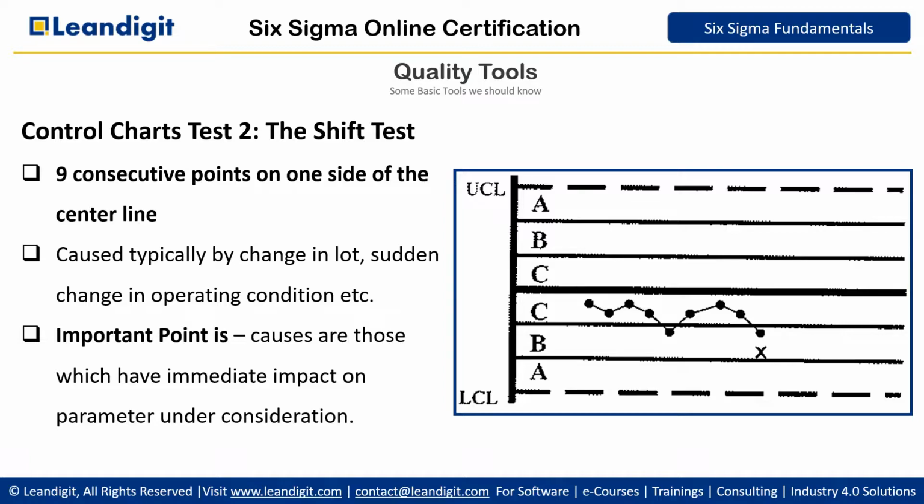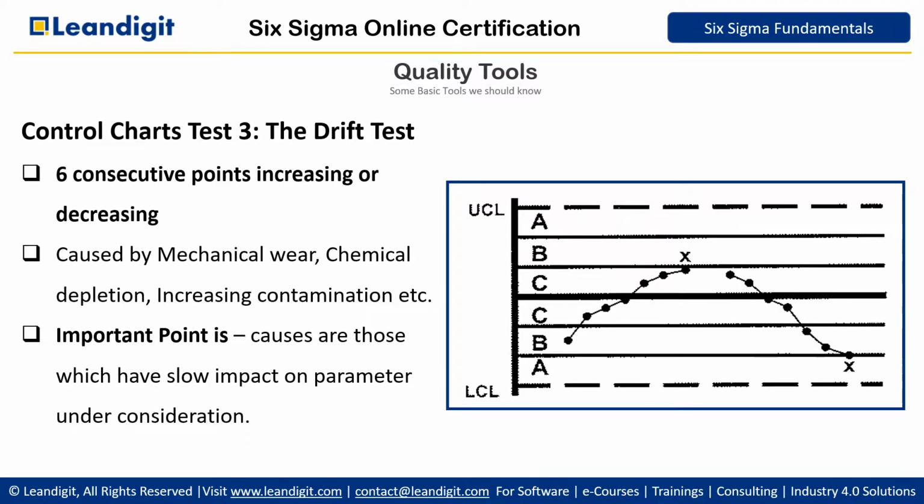Test number 2, also called the shift test, is when 9 consecutive points are on one side of the center line. It is typically caused by a change in the setting, which gives an immediate change in the process. For example, lot change, or sudden change in operating conditions, for example flow or pressure, which gives an immediate impact on the characteristics. While identifying root causes, we should consider which parameters can technically make an immediate impact on the characteristic.